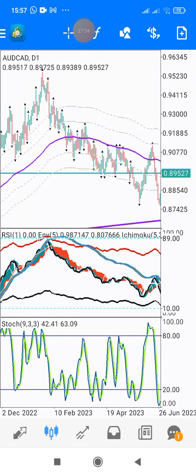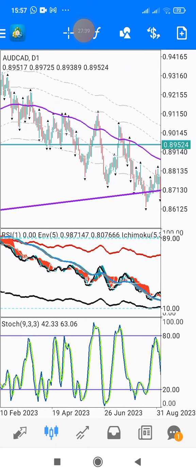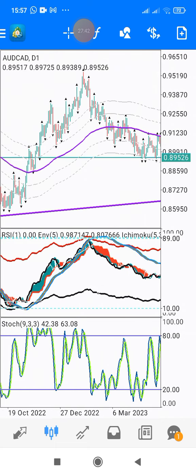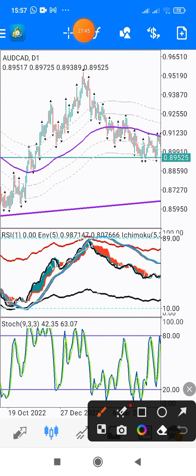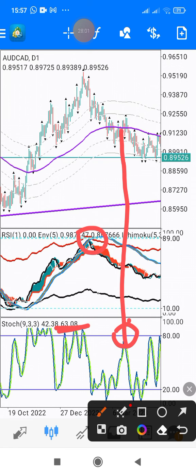Stochastic, remember stochastic is supposed to help you to make better entries. Like in this scenario, you see this one. So we don't enter here, we wait until this one. This is where we make entries. When we have a complete change, you see how it aligns. That one gives us better and safe entries into the market.